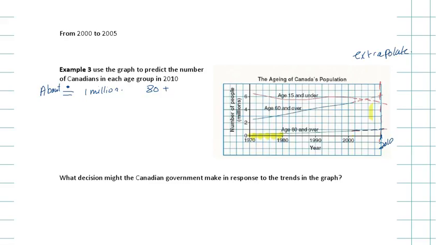How about for the people who are 60 and over? What kind of trend do you see from 1970 onward? It's rapidly increasing. Again, this is due to the baby boomers, right? There's a lot of them. There's better health care, so we're going to see a lot of people who are surviving past their 60s.